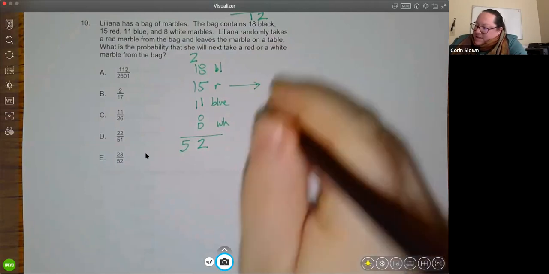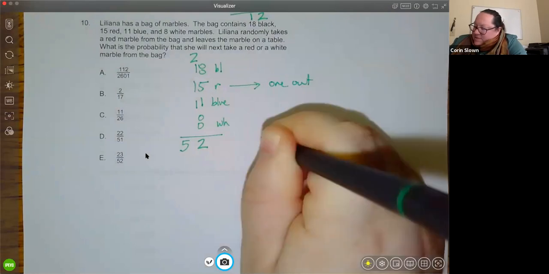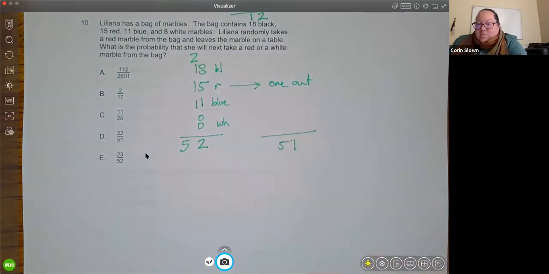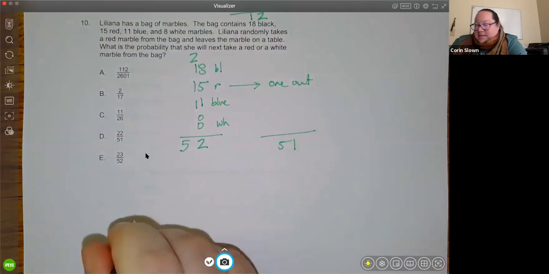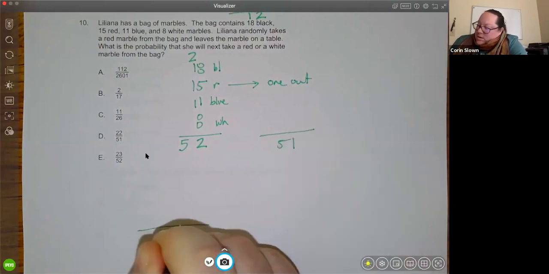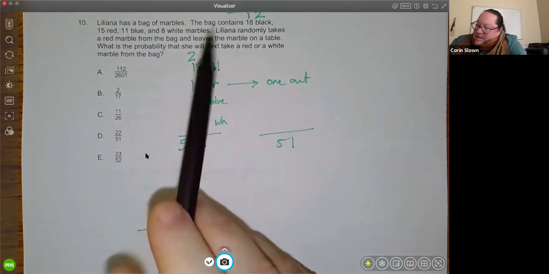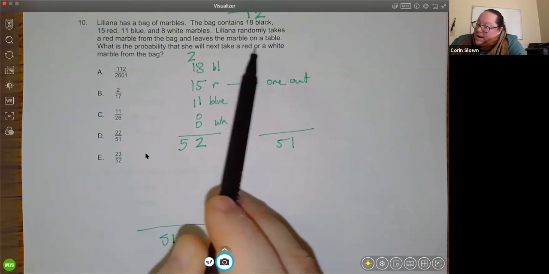Okay, so by taking 1 out, I now know that I have 51 marbles, and that's going to be important because I have to know my total. And then probability just says how many. So out of my total, again, this goes back to my part and whole. So 51 is my whole. And the part that we're thinking about in terms of probability is red or a white.